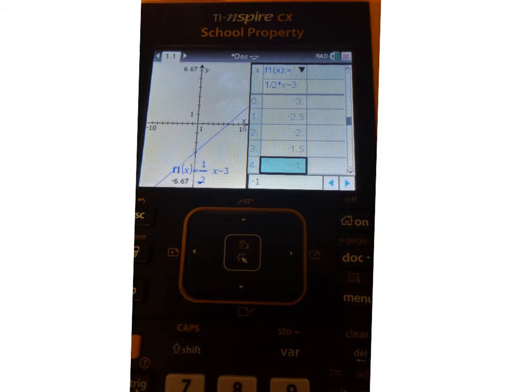Okay, so when you look at your table, it gives you when x is 0, y is -3, when x is 1, y is -2.5, and etc. Now if you look at your answer choices, you don't see any of those answer choices. So what we need to do is manipulate the table. How you're going to do that is you're going to press the up and down button.